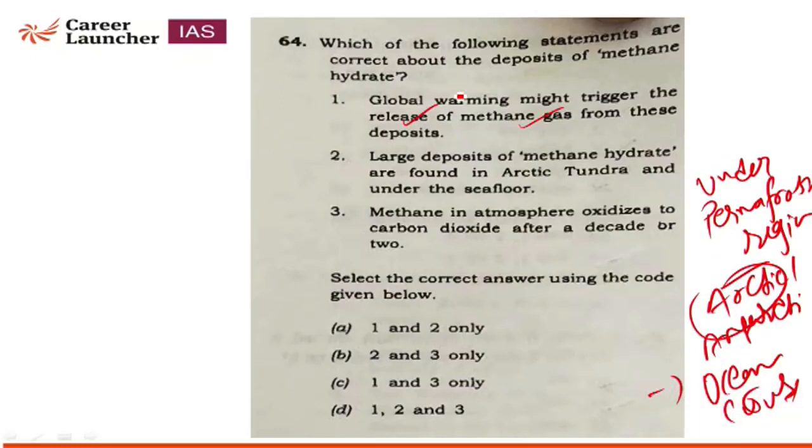Large deposits of methane hydrate are found in the Arctic tundra and under the sea floor. So statement 2 is also correct. So 1 and 2 are correct. Methane in the atmosphere oxidizes to carbon dioxide after a decade is not a correct statement, because the life of methane gas in the atmosphere is longer as compared to carbon dioxide.